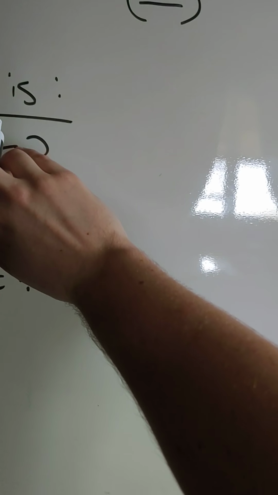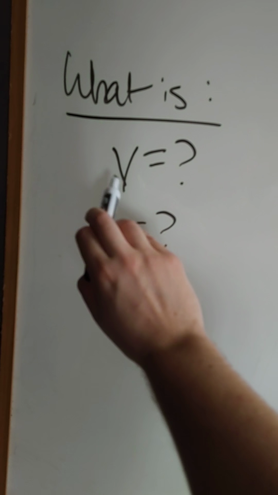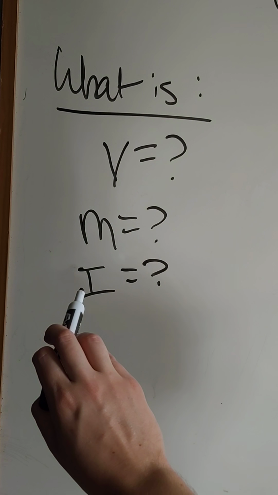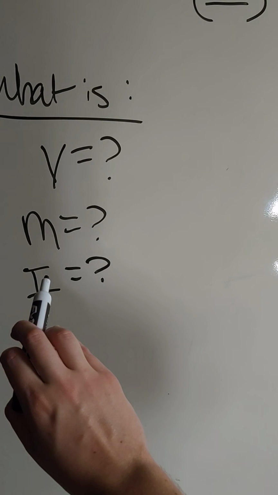So the question asks: what is the image distance? That's going to be V. What is V? What is the magnification? And what is the image size? So we're going to go through each one.